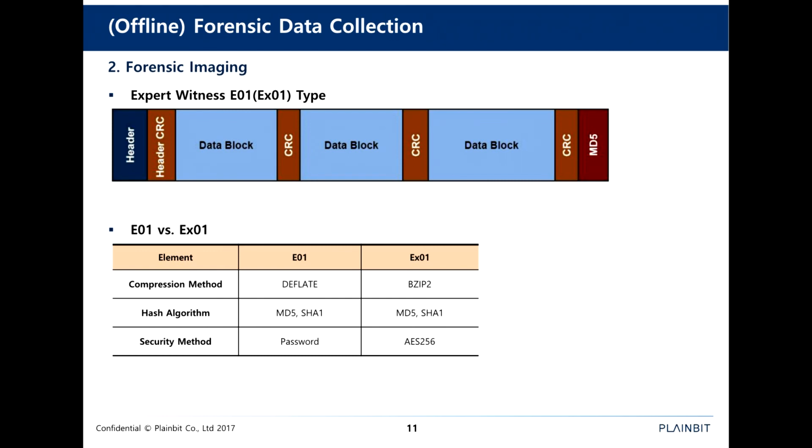The image file is created continuously, and the MD5 SUM value of each data block is additionally stored at the end of the file. When one bit of a specific block is changed, the CRC value after the corresponding block and the MD5 value at the end of the file can be identified. The data block may apply compression and encryption when generated, according to the settings.